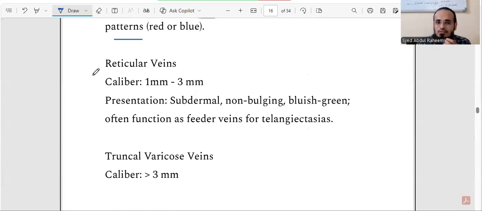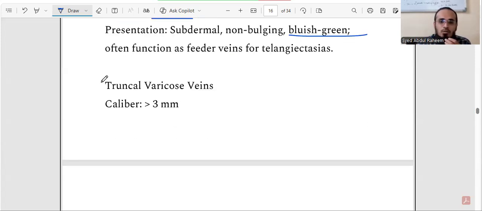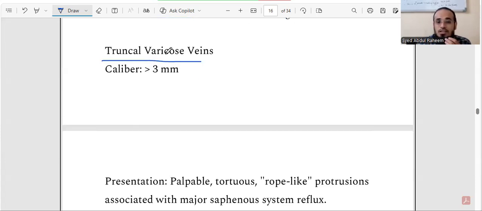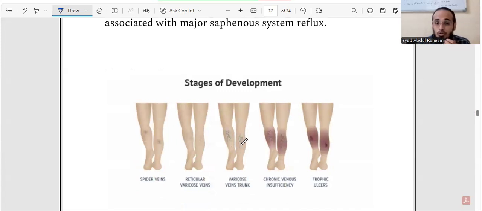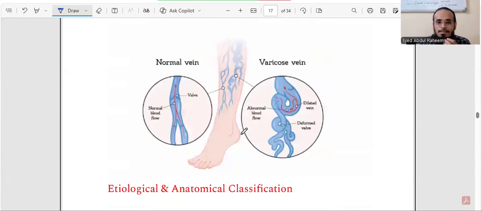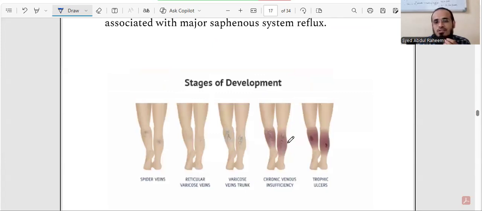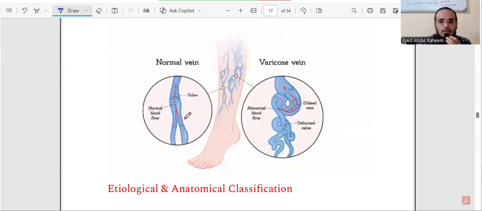And you can see reticular veins, they are 1 mm to 3 mm. You can see it is bluish, blue to greenish color. And now truncal varicose vein, it is more than 3 mm. Now nodules are present. Then afterwards the third stage and fourth stage start, where a non-healing ulcer starts. Discoloration of skin will happen. So these are the normal veins, these are the varicose veins.